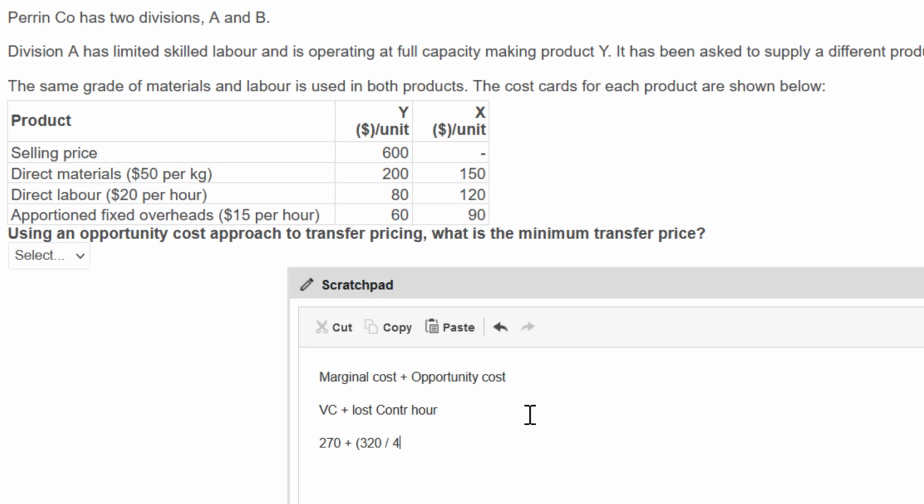Okay, per hour. And then we've got to multiply that by the hours that will be away from the Y. And we can see 120 divided by 20 is 6. So I multiply that by 6. And that will be my minimum transfer price. And that answer comes to 750. Answer, guys, is the second option.